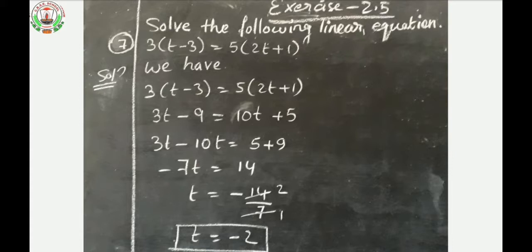In the same way we are going to multiply 5 with 2t plus 1. Here 5 is a positive number, isn't it? Whenever a number is multiplied inside the bracket, its sign also gets multiplied with whatever number is present inside the bracket. So 5 will be multiplied with 2t, that will be 10t. Then plus 1, so 5 multiplied with plus 1 will become plus 5, isn't it? So the equation we are getting here is 3t minus 9 equals 10t plus 5.